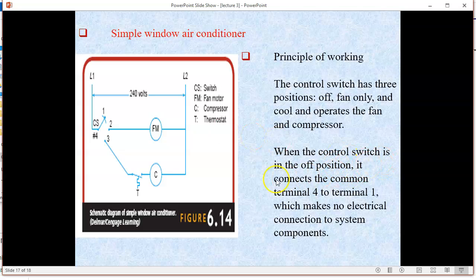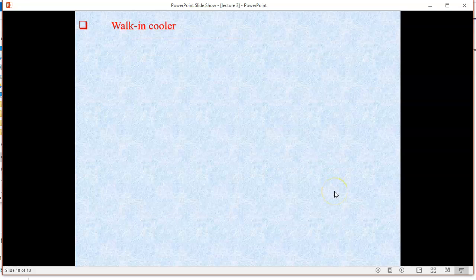When the control switch is in the off position, you connect terminal number 4 and number 1. Connect the common terminal 4 to terminal 1, which makes no electrical connection. I don't see it connect to number 4, so over here we connect only to number 1.